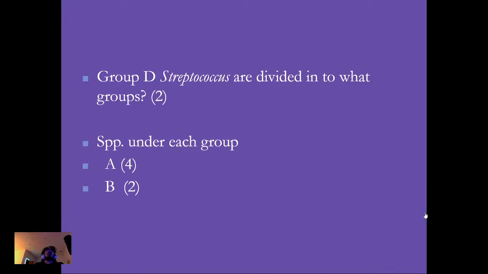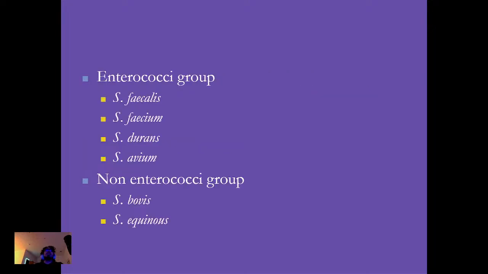Okay, so we're talking about group D strep. Okay, so there are two groups of Streptococcus. We have the Enterococcus group and the non-Enterococcus group, both of which are still family members of the streps. Okay, they are still strep species, but they just have a different antigenic determinant, or your Lancefield determinants. Enterococcus species includes your Enterococcus faecalis, Enterococcus faecium, Enterococcus durans, Enterococcus avium.